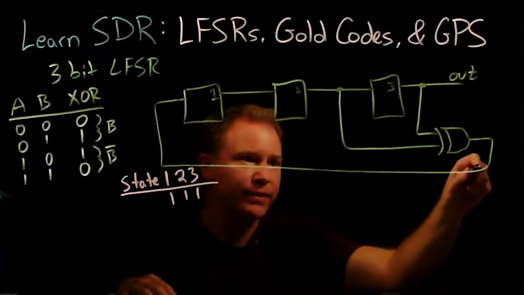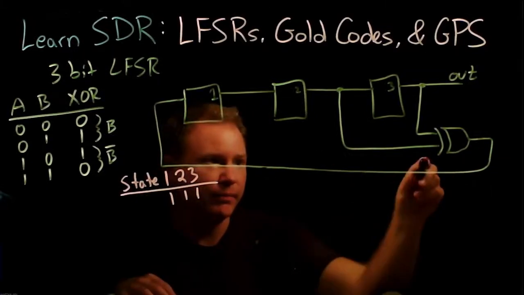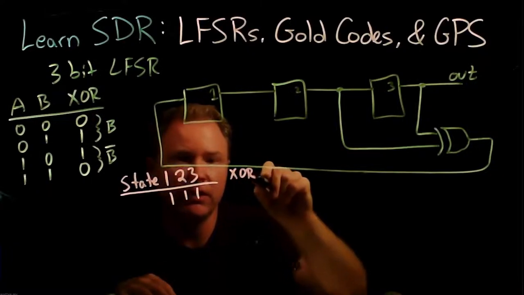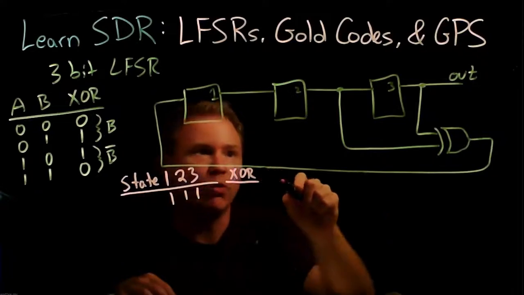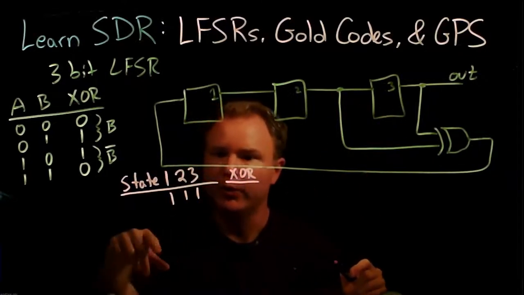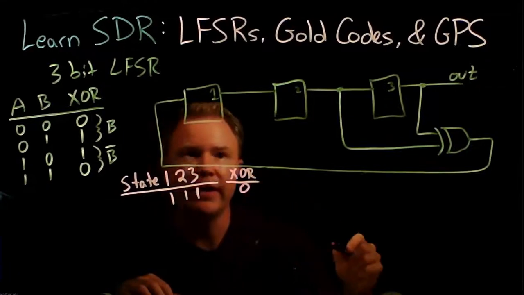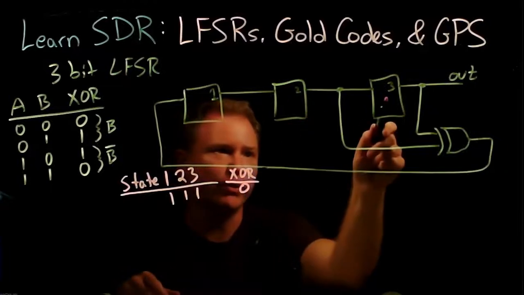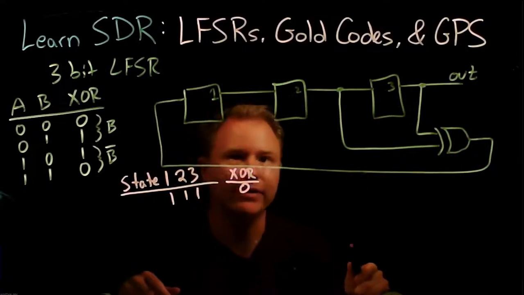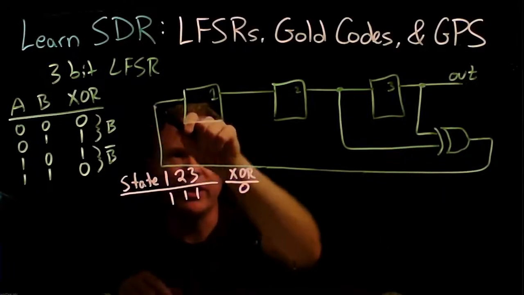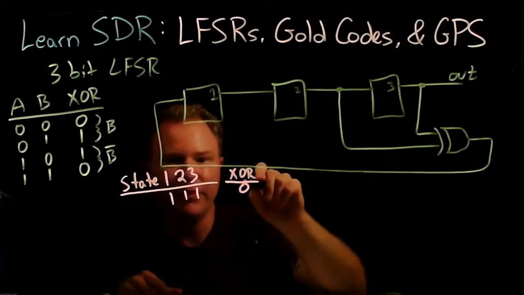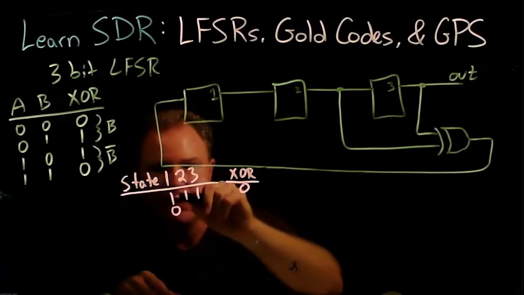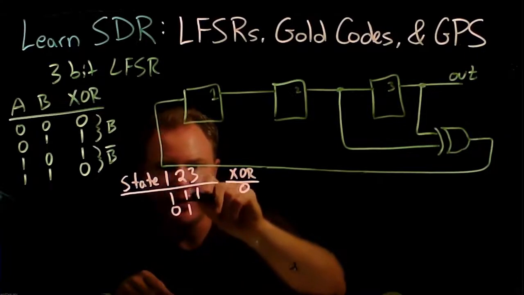And this feedback XOR is going to be the exclusive OR of these last two. So these are both one, so the exclusive OR is zero. Now what's going to happen when the clock hits and everything shifts over? Well, the one is just going to go into the two, the two is just going to go into the three, and the three is going to fall off the end of the row. And what's going to come into the one is this. So the first thing that happens is one gets this output of the XOR. And then the one shifts over and two shifts over.